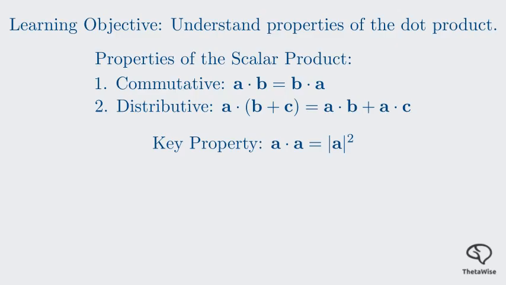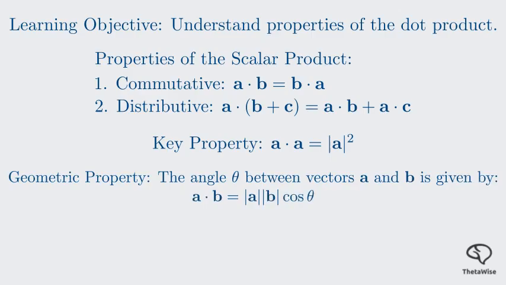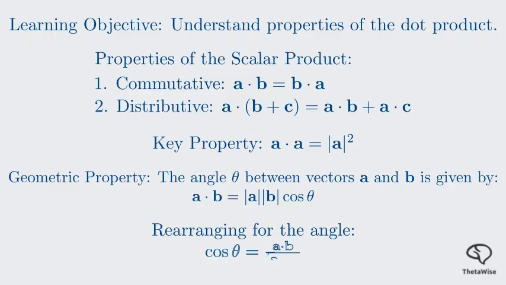Now, let's explore the most significant geometric property. The dot product provides a way to find the angle between two vectors. This is a key formula in vector geometry. This formula connects the algebraic calculation of the dot product to the geometric angle. By rearranging the formula, we can make finding the angle the subject. The cosine of the angle is the dot product of A and B, divided by the product of their magnitudes.